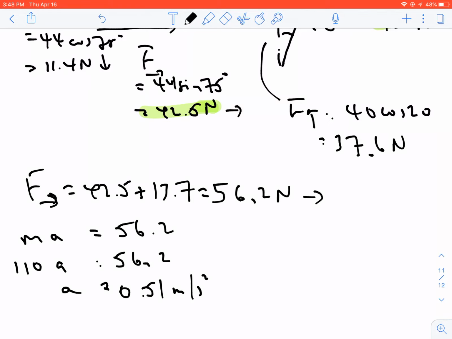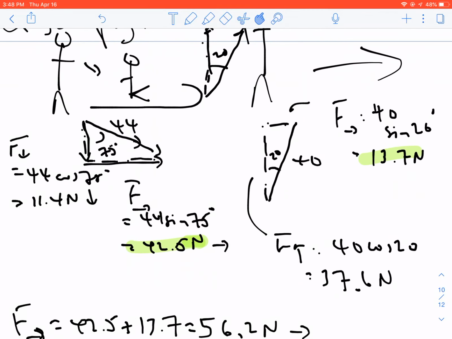The B part of the question says, if the person and the sled experience a force of gravity of 1078... Okay, so let's go back here for a minute, and let's just say I have to add another force here now, which is Fg, which is 1078 newtons. So there's the downward force.